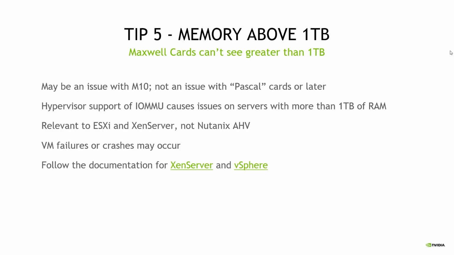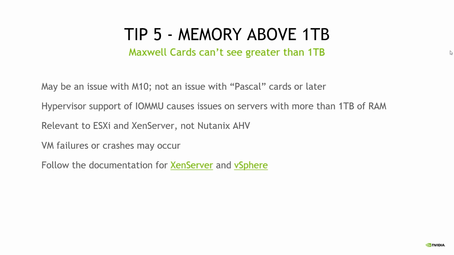So my next tip is around servers that have more than 1 terabyte of RAM in them. With Maxwell generation cards, and for all intents and purposes, we're really talking about the M10 card now, there is an issue with addressing memory in the server over 1 terabyte. So check out the advice, both for XenServer and vSphere here.